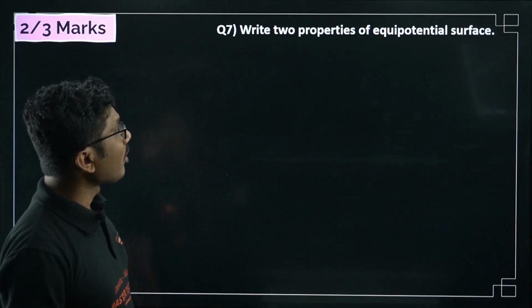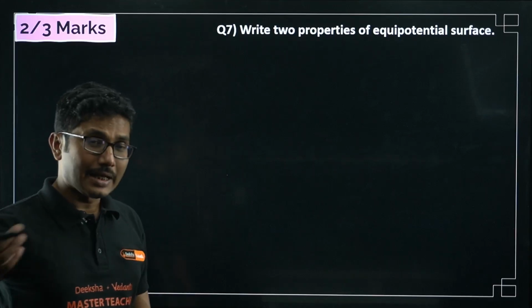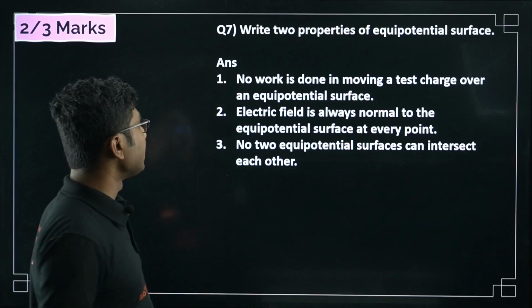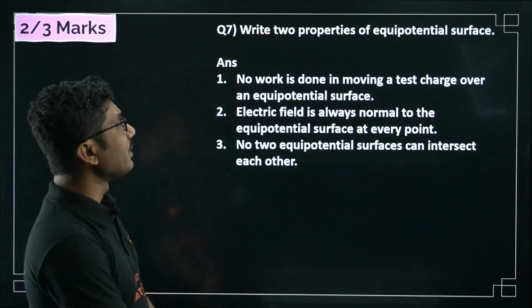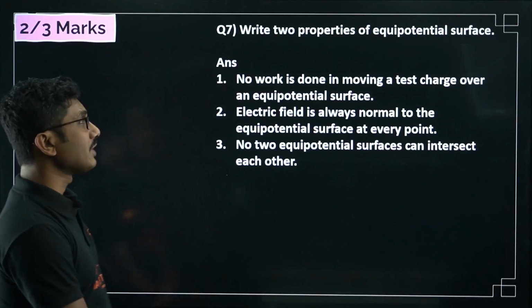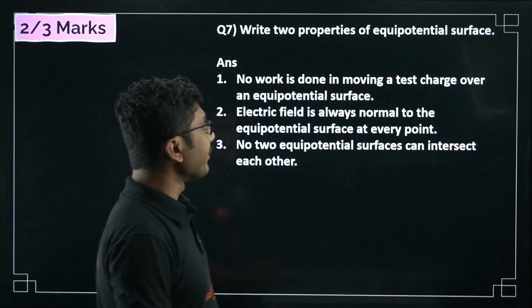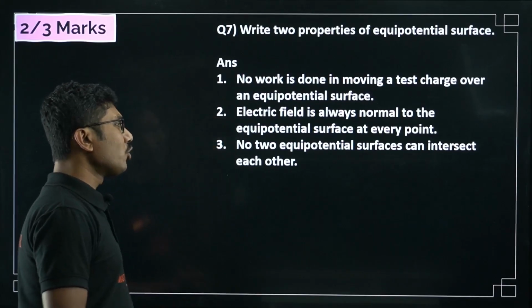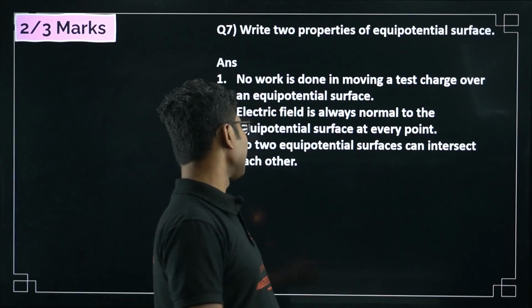Now write 2 properties of equipotential surface. It is again, 2 properties means 2 marker, 3 properties means 3 marker. So all possibilities are there. No work is done moving a test charge over an equipotential surface. Electric field is always normal to the equipotential surface at every point. No two equipotential surfaces can intersect with each other.